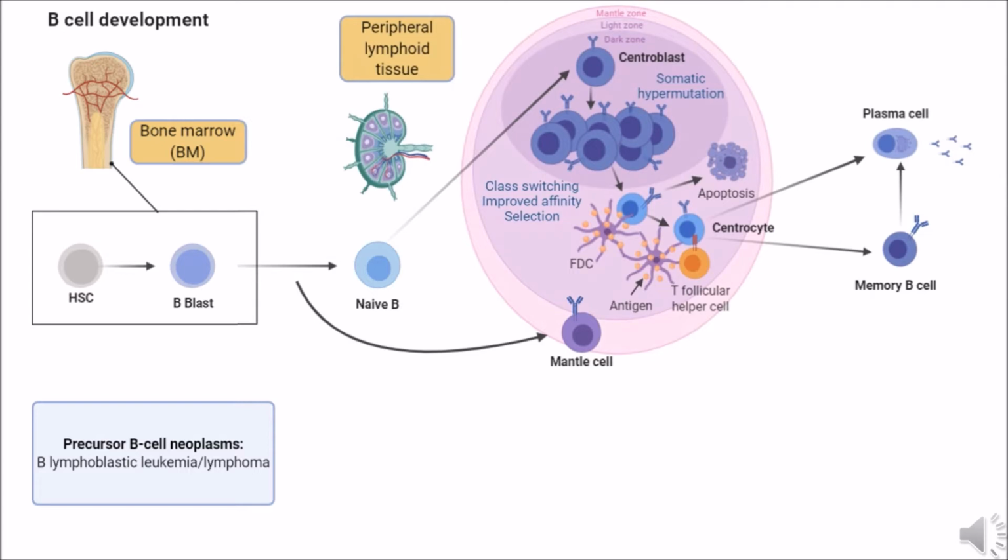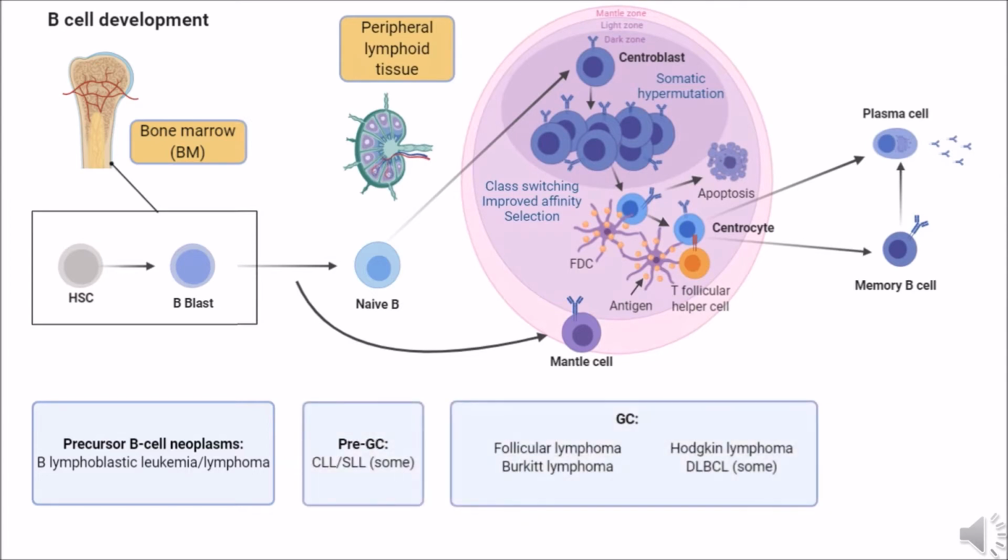During this development, cells undergo somatic hypermutation and class switching. B cells with decreased antigen affinity undergo apoptosis and are cleaned up by tingible body macrophages, and those with high antigen affinity are rescued from cell death, selection. Follicular lymphoma, Burkitt lymphoma, some types of diffuse large B-cell lymphoma, and Hodgkin lymphoma are thought to develop at this stage.